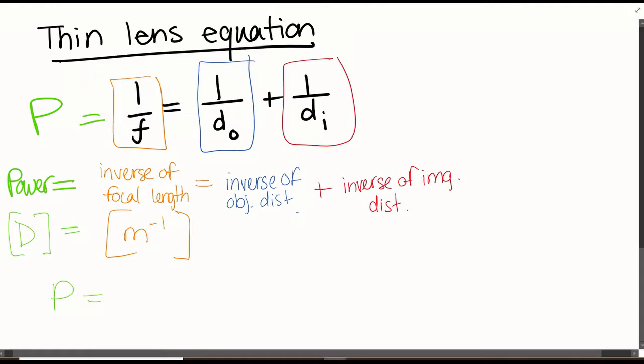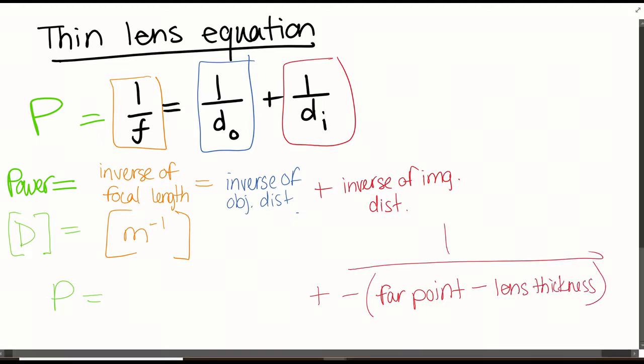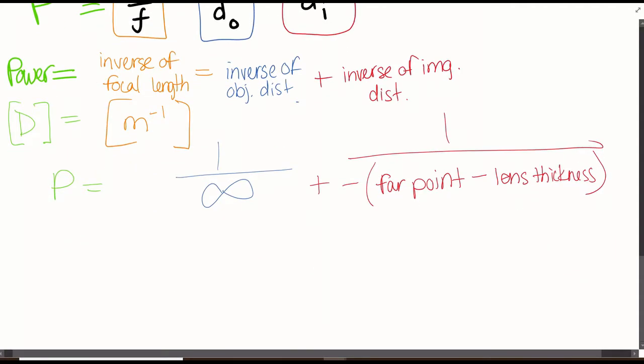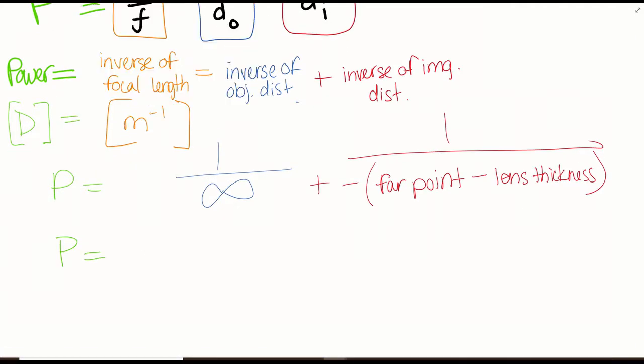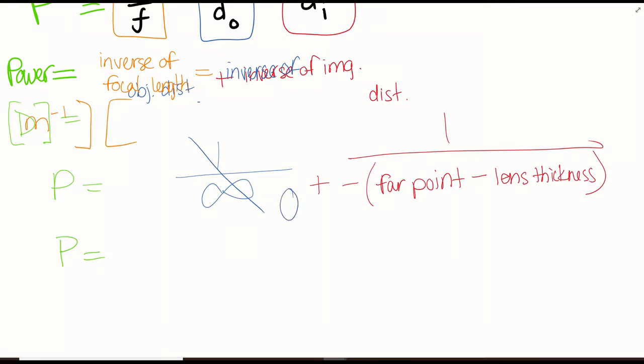If we set the image distance as the opposite of the far point minus the lens thickness and the object distance to infinity, we can solve for the lens power. This image distance is negative because the image should appear on the same side of the lens as the object and the entering light.